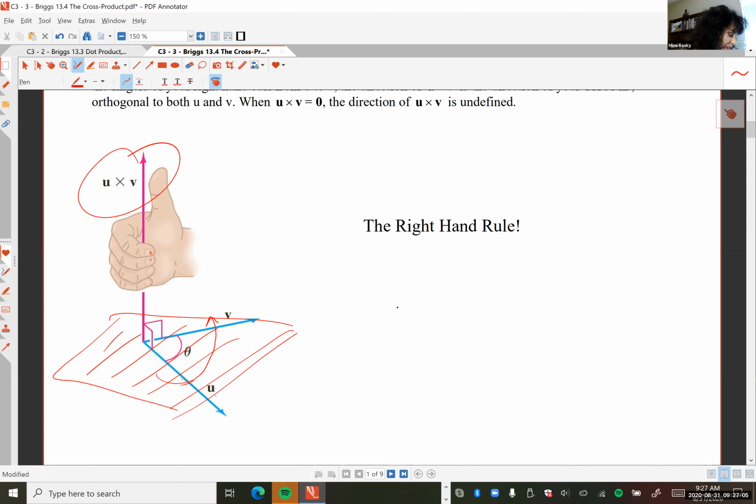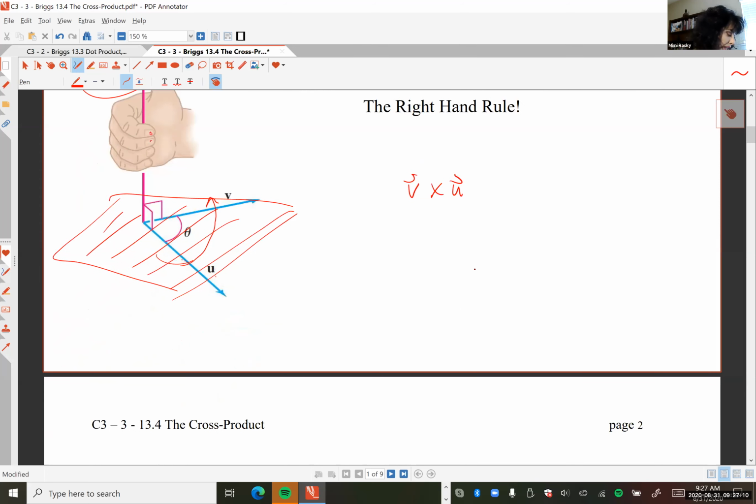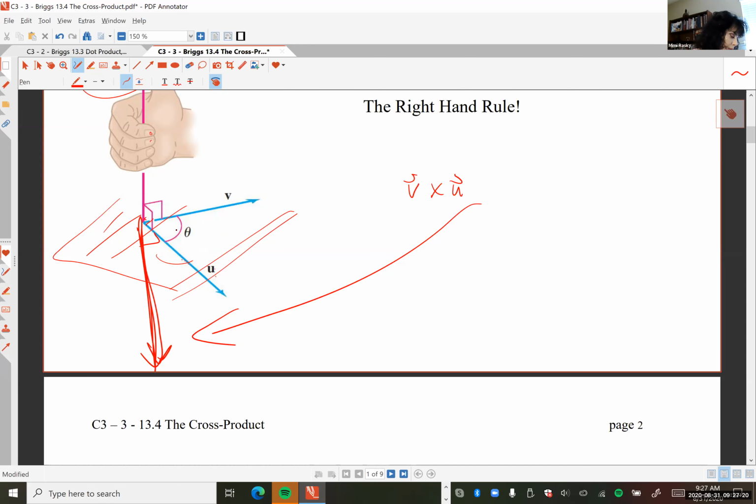If you did v cross u, it would be another vector. It would be pointing downward. It would still be orthogonal to the two original vectors, but you would first have to put, because order matters, your fingertips would first have to go through v. You'd have to kind of sort of put your hand opposite, and then your fingers would close down on you, and then your thumb would be pointing down.